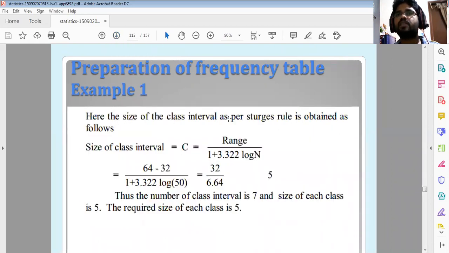The size of the class interval as per the Sturges rule is obtained as follows. For example, range divided by 1 plus 3.32 log n. So this is a logarithm method, so you need not bother about it. The next slide is easy to understand.